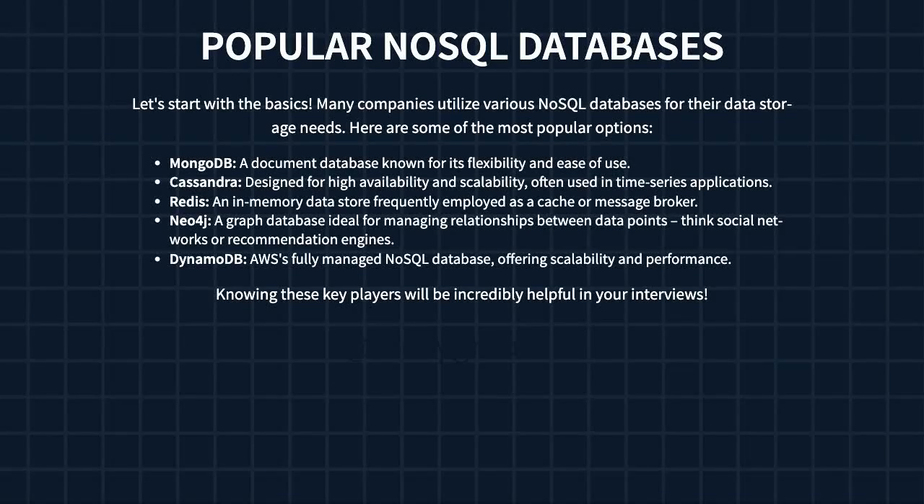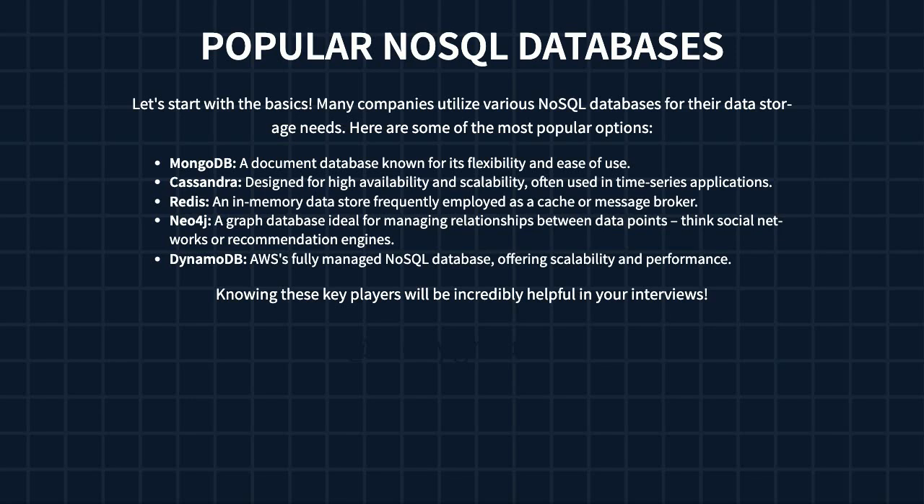Okay, let's talk about the big names in NoSQL databases. There's a surprising amount of variety out there. We have MongoDB. It's super flexible and really easy to get started with. Then you've got Cassandra, which is built for huge amounts of data and always staying available. Redis is fantastic if you need something lightning fast, often used as a temporary storage space or for sending messages between different parts of an application.